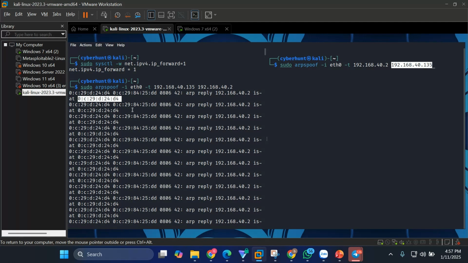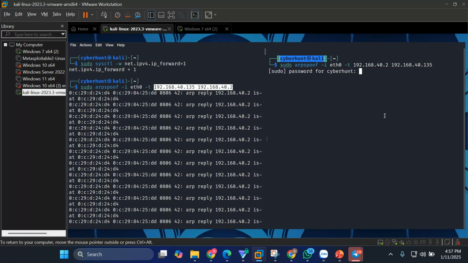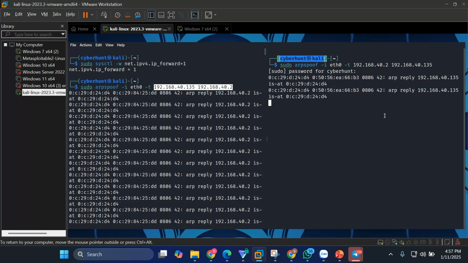On this side, I make the Windows operating system believe that I am the router. And here I make the router believe that I am Windows, but in real life I am CyberHunt. So if I hit enter, it asks for my password. I give it my password, I hit enter, and you're going to see that it is now running.